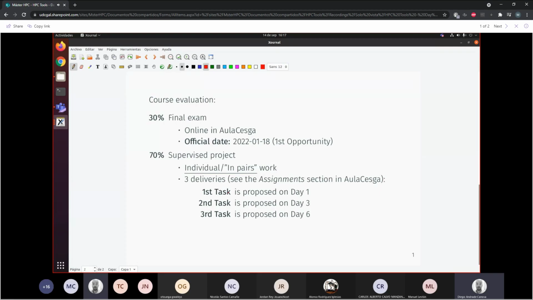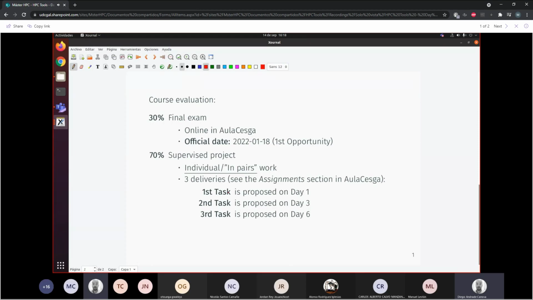We are going to have 3 different deliveries. The first task is going to be proposed today. You will see that this is an extremely simple task, just a warm up in order to start the course. And then the second and third tasks are going to be proposed more or less on day number 3 and day number 6, and they are a bit more challenging.